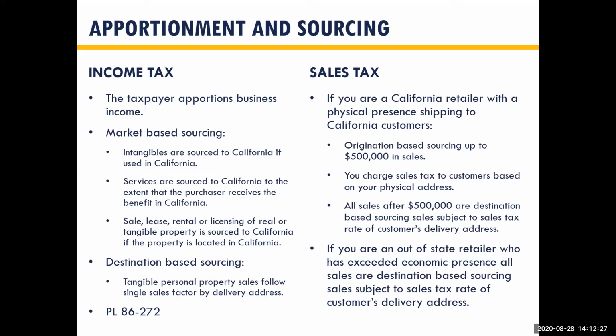Now, if you are located outside of California, and Lauren had the economic threshold test for sales tax, if you're located outside of California and you exceed that 500,000 in sales, then you need to register and start collecting sales tax in California. But you may ask, well, how? I'm not there. I'm not located in California. So what rates do I use? Well, if you're outside of California selling into the state, then you have to use the customer's delivery address to get those rates.